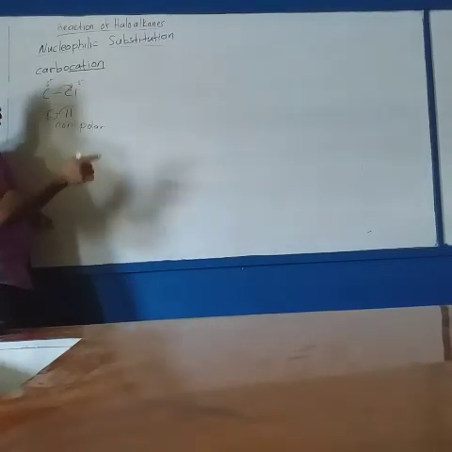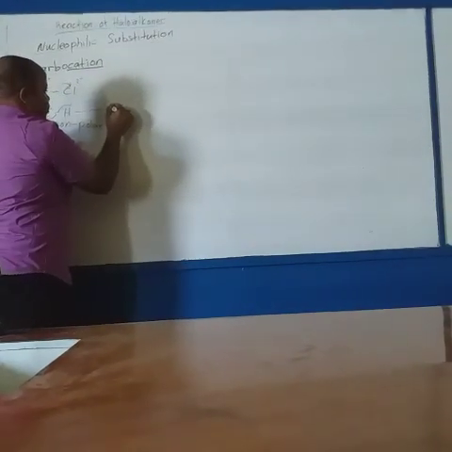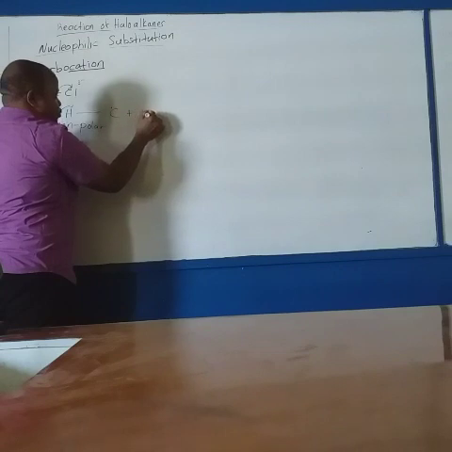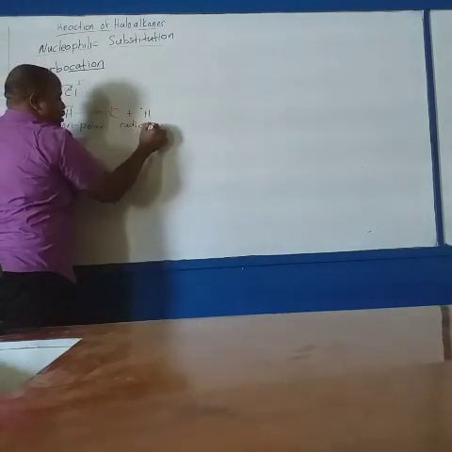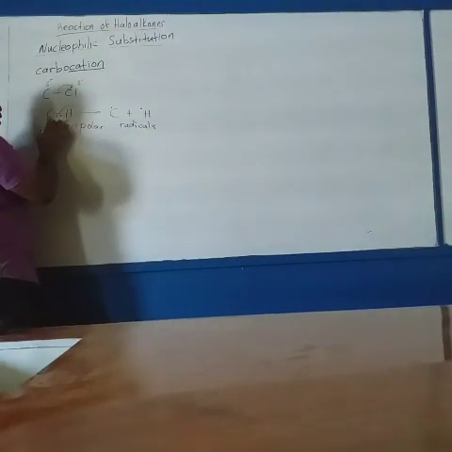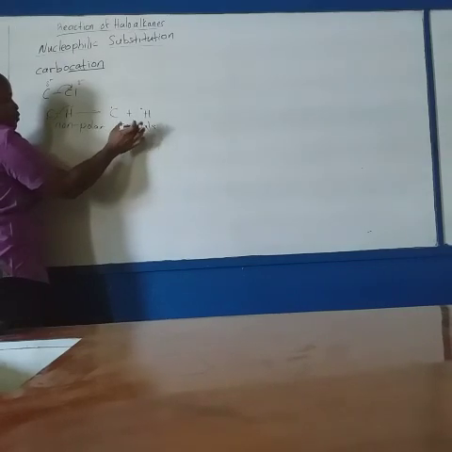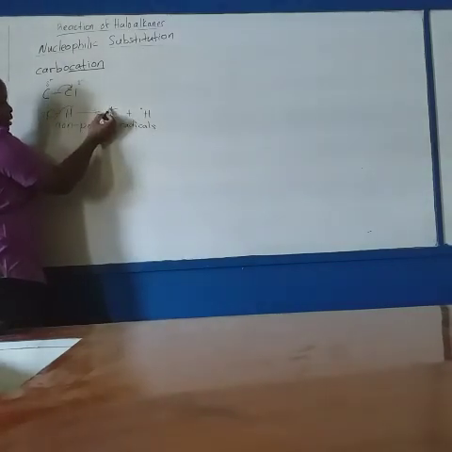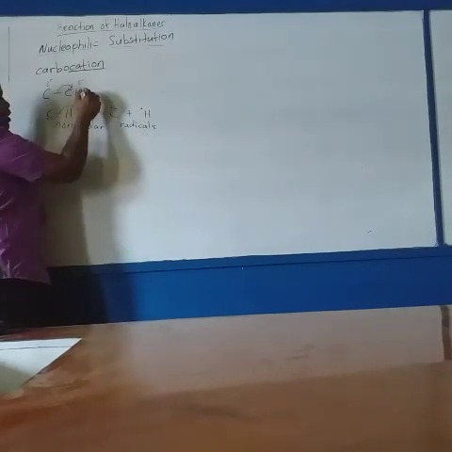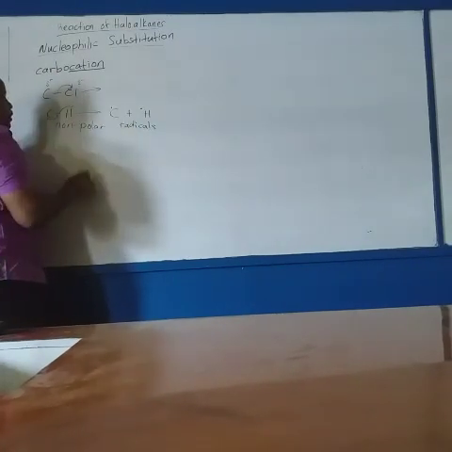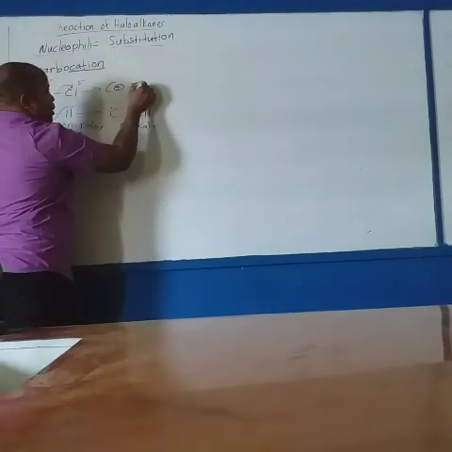Now, when your bond breaks homolytically, what is formed? We get radicals. Remember, we said that when a bond breaks homolytically, each atom gets one electron, so that is a radical. An unpaired electron, that's a radical. However, when it breaks heterolytically, we will end up with what? An electrophile and a nucleophile.